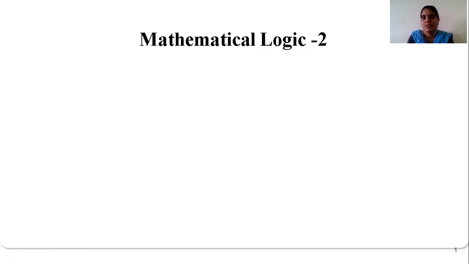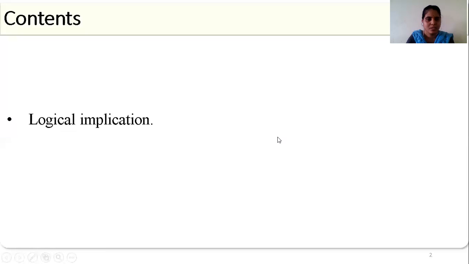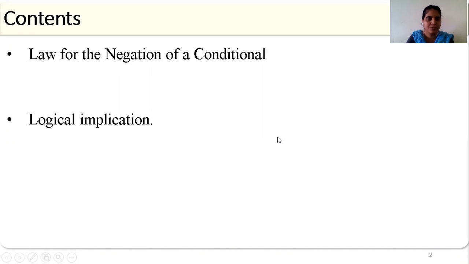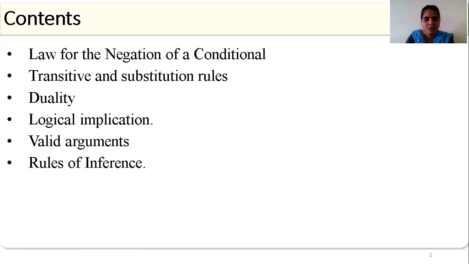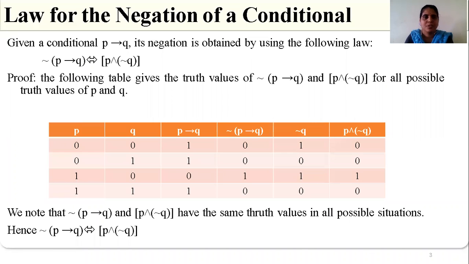Today we'll deal with the second part of mathematical logic, which includes logic implication, laws of logic, laws for the negation of the conditional, transitive and substitution rules, duality, logical implication, valid arguments, and rules for inference. These are the topics we are going to deal with in mathematical logic part 2. First, we'll see the laws for the negation of conditional.